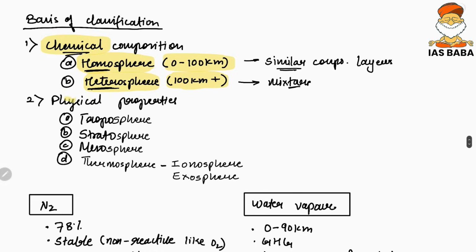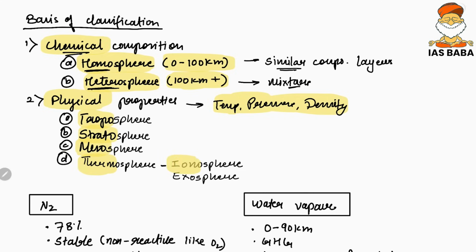The second basis of the classification is the physical property of the composition, like the temperature, the pressure, the density. On the basis of these physical properties, the atmosphere is classified into troposphere, stratosphere, mesosphere, thermosphere. Within thermosphere there is ionosphere and exosphere.